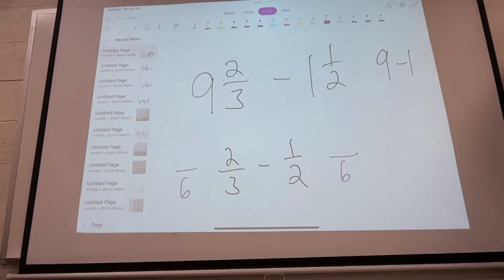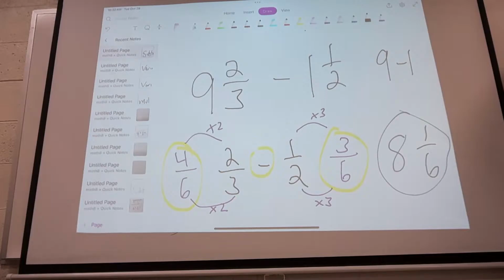All right, so how do I turn it, Blaze? How do I turn a 3 into a 6? Times 2. Stop, man. How do I turn a 2 into a 6? Times 3. So now I have 4/6 minus 3/6, which is 1/6. Up top, 9, take away 1 is 8. 8 and 1/6.